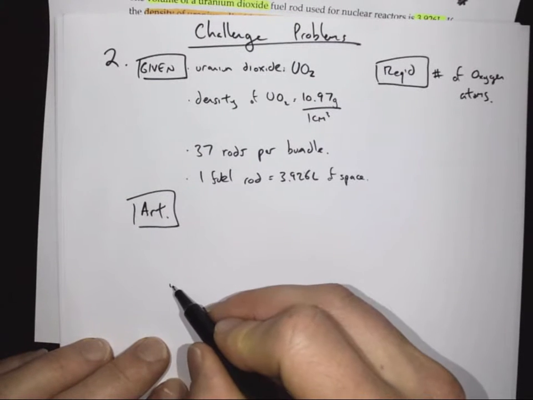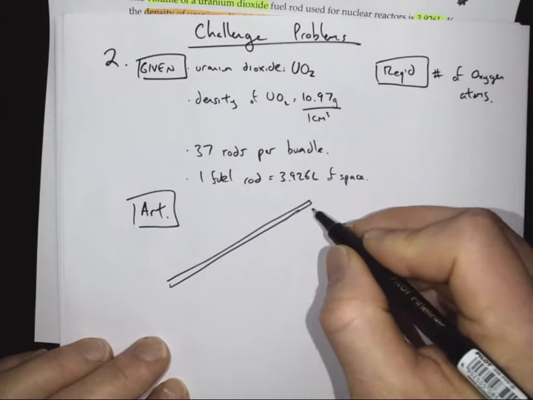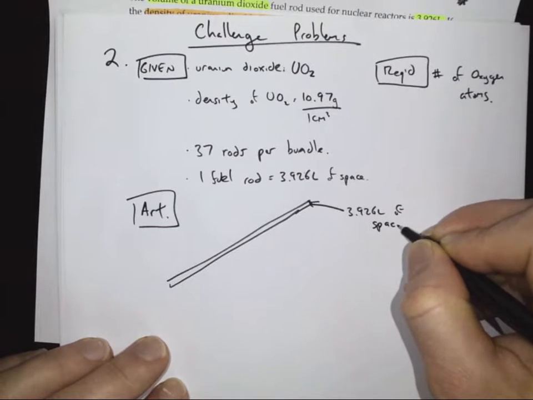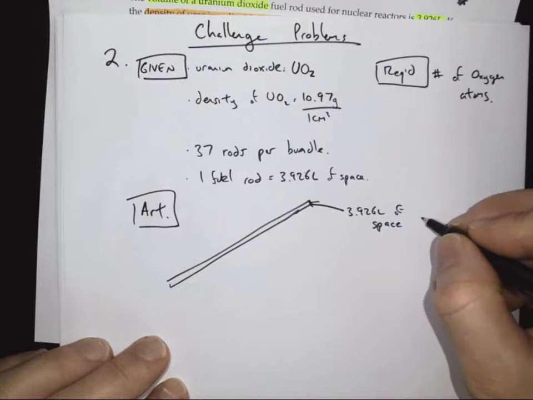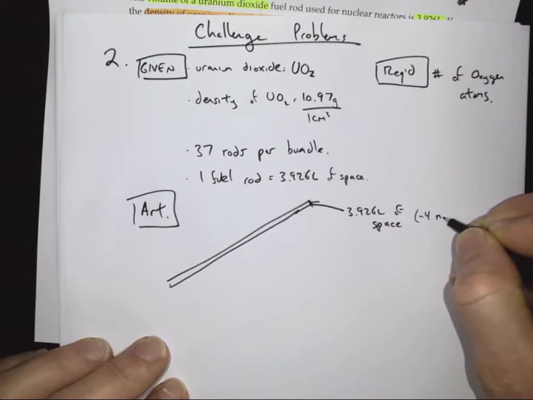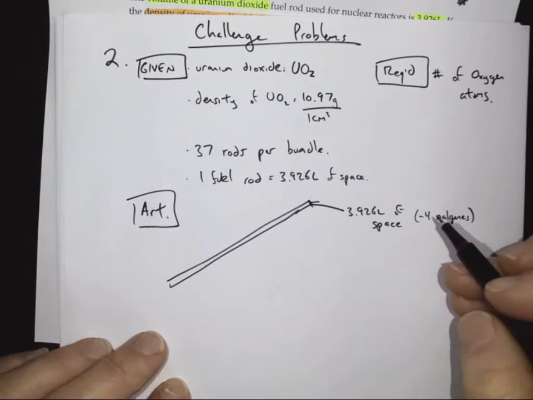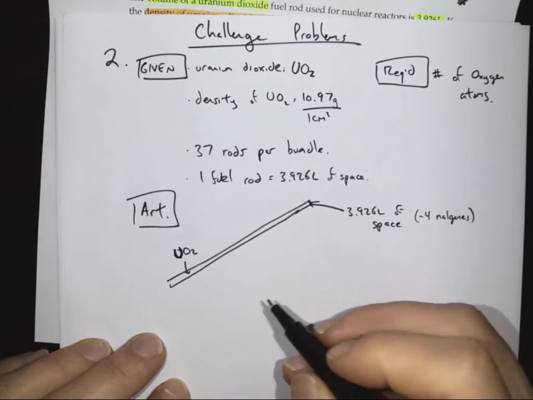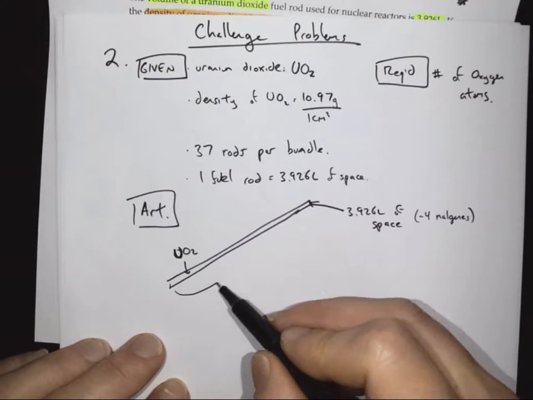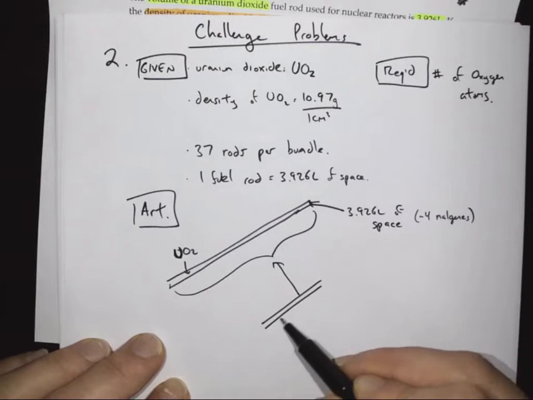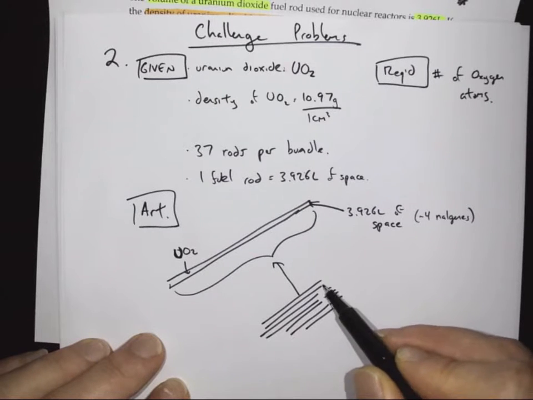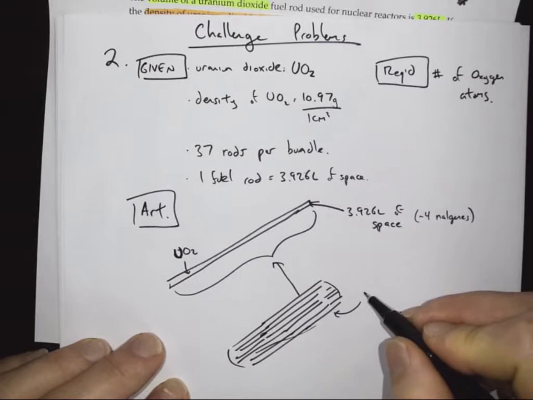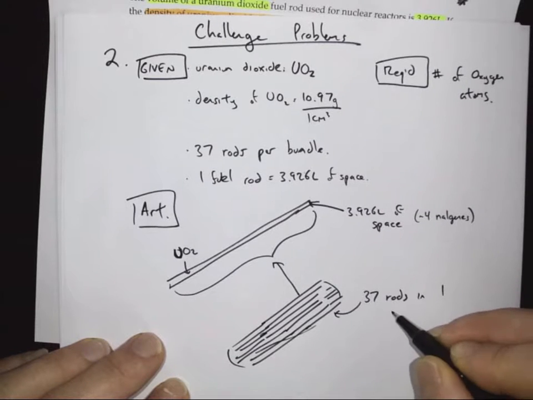All right, so we know we have one fuel rod, right? And that occupies 3.926 liters of space. And you can picture that being maybe 4 nalgenes worth of space, approximately 4 1-liter water bottles. Okay. And it's made of uranium dioxide, right? So that means for every one uranium dioxide, there are 2 oxygen molecules. Now, we know this is in a bundle of rods, right? So this is my wonderful drawing of a bundle. And there are 37 rods in one bundle, right?